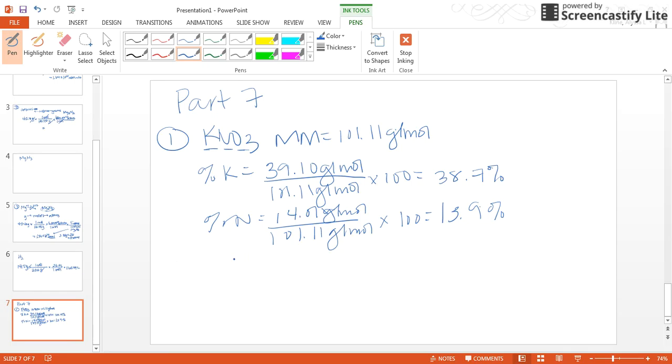So if we go ahead and try to figure out the percent oxygen, this is going to be a little different. That's because we have 3 times 16 grams per mole on the top, which is going to be 48 up here because we've got this 3 right here. We're going to still divide it by the 101.11 grams per mole, which is that total molar mass we use for everything here. Okay, if we multiply by 100 then, we are looking at a percent oxygen of about 47.5%.